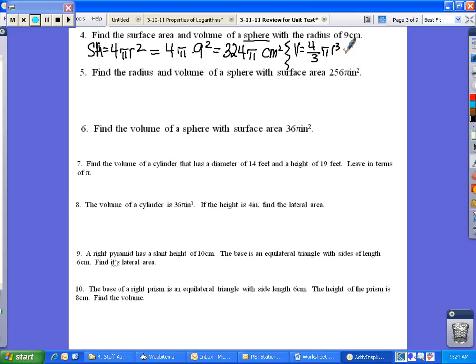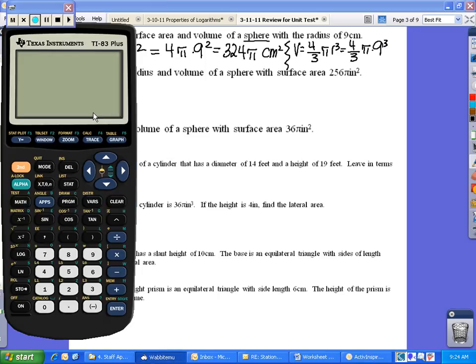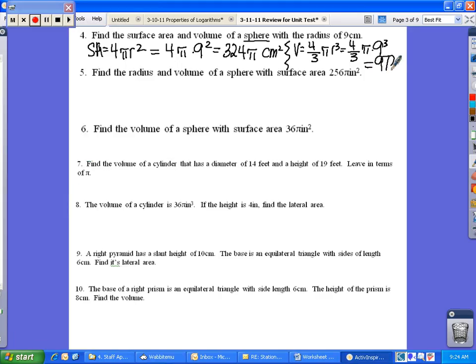For volume, 4/3 pi r cubed. So 4/3 pi times 9 cubed. And you don't need to multiply the pi, you just need to multiply the 4/3 times 9. So if you're going to use your calculator, please make sure that you use parentheses. So you're going to do parenthesis 4 over 3 times 9 to the power of 3, and you're going to get 972. So your answer is going to be 972 pi.